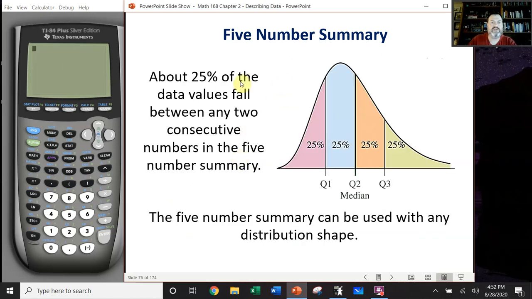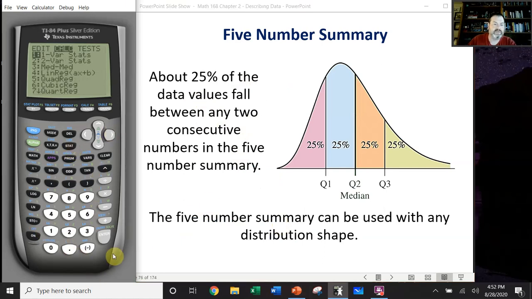So about 25% of the data values fall between any two consecutive numbers in the 5-number summary. The 5-number summary can be used with any distribution shape. I accidentally cleared this out, let me put it back. As you recall, when we typed these numbers in, there were 11 numbers. So the idea here is that the 5-number summary breaks the data set into 4 equal-sized regions, and it doesn't matter what the shape of the distribution is, it'll work.